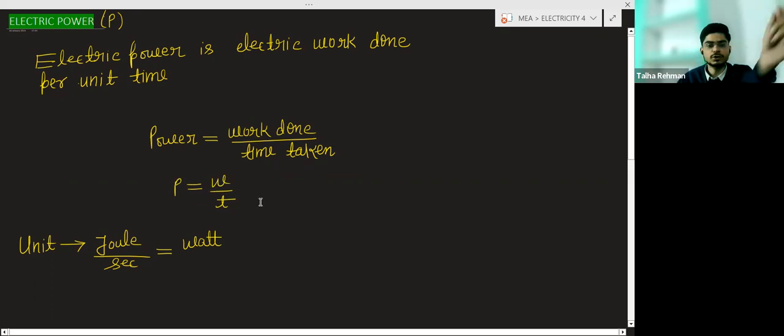Power is equal to work done divided by time, and the unit of power you can calculate from here. Unit of work done is joule, unit of time is second, so joule per second, and this joule per second is also known as watt, after James Watt.